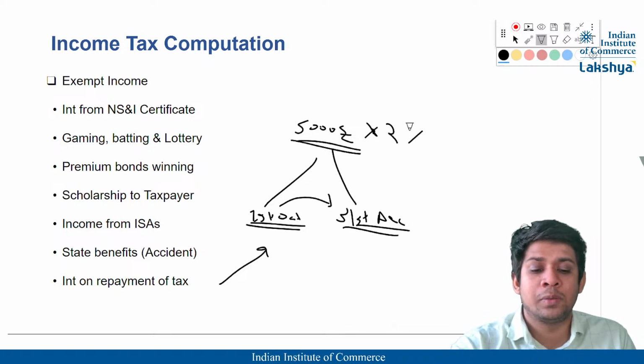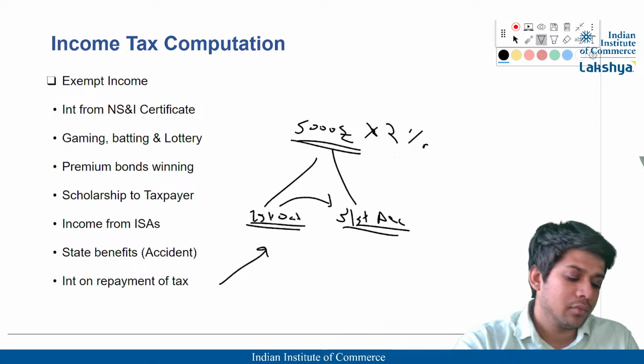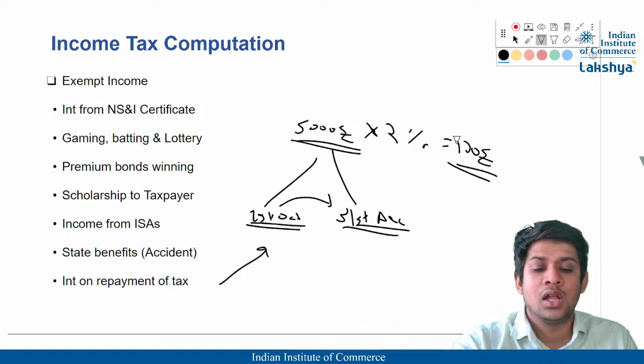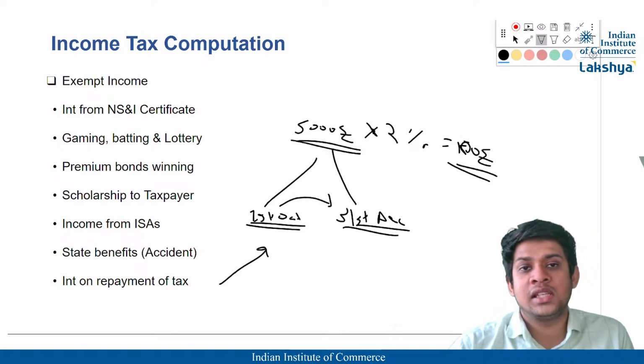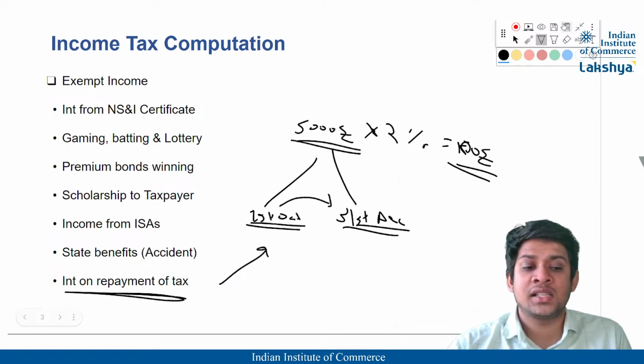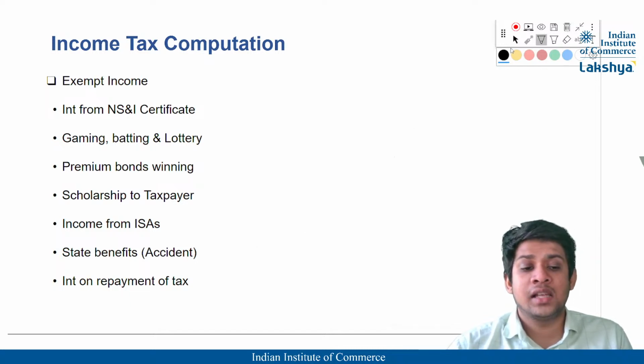Maybe say the interest is 2%, right? So, 5,000 into 2% is 100 pounds. 100 pounds is the interest that I'm receiving because HMRC delayed the payment to me. So that is interest on the repayment of tax. That is an income to me, correct? That 100 pounds will also be an exempt income.